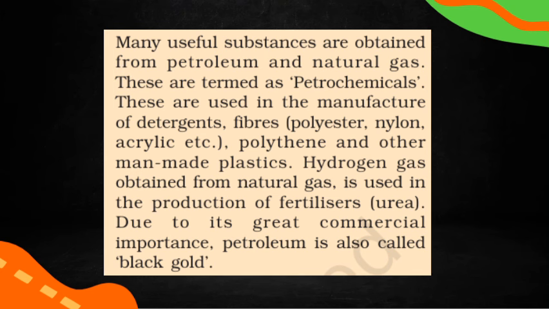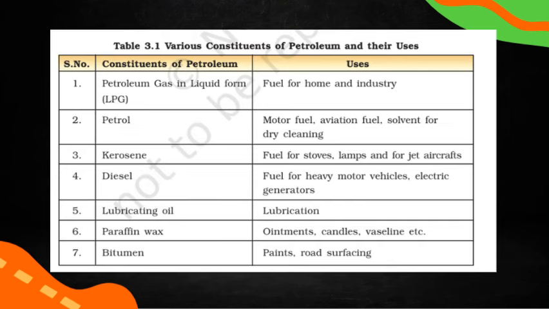Because of so many uses of petroleum, it is known as black gold. You know, gold is a very expensive element found in nature, so therefore petroleum is known as black gold. This is a table from your NCERT which speaks about various constituents of petroleum and their uses.